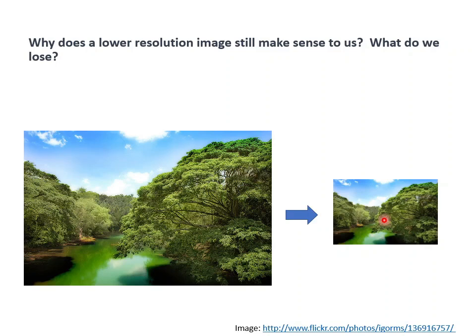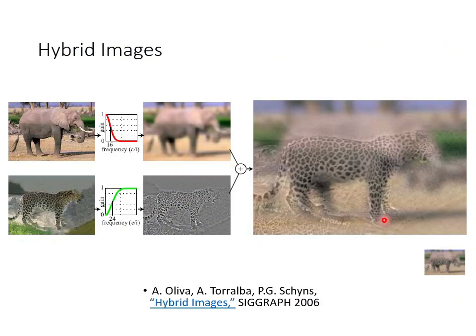Okay, so we are going to show you an interesting image. This is called a hybrid image. If you have an elephant and a leopard, then you use the low frequency data from the elephant and the high frequency data from the leopard, and combine them together, you will get a new image. When you look at it at a short distance, it looks like a leopard. But when you stand far away to look at the image, it looks like an elephant.